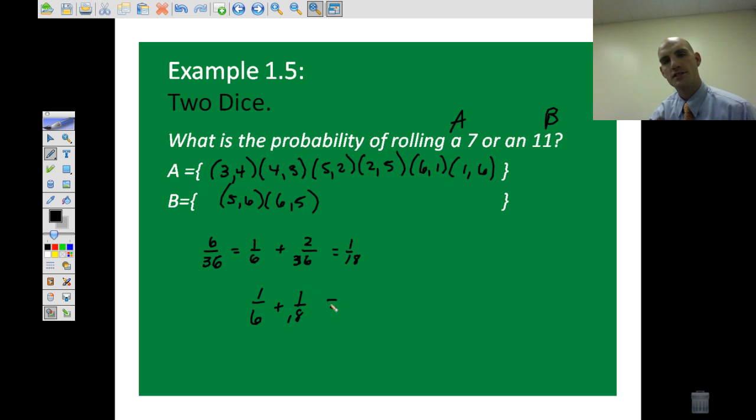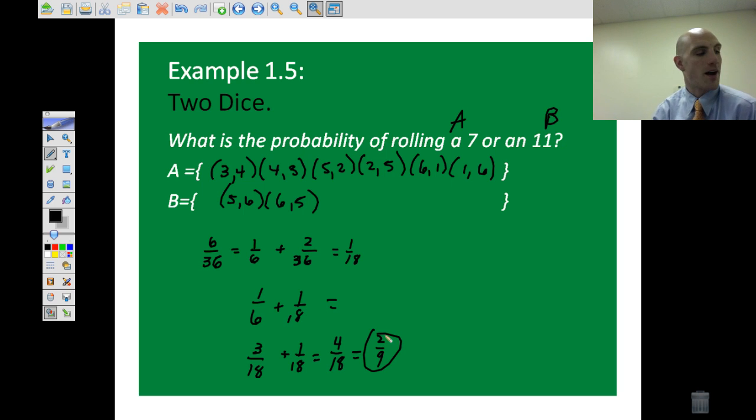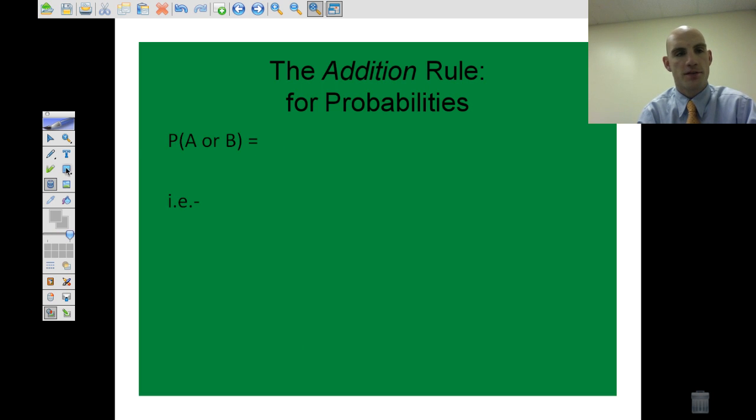So we have 1 out of 6 plus 1 out of 18. Well, this is going to require us to know a little bit about fractions. This is really 3 out of 18 plus 1 out of 18, which gives us 4 out of 18, which is 2/9. That's how these probabilities work. When we add up the probability of one plus the probability of another, those would be mutually exclusive events. Okay?